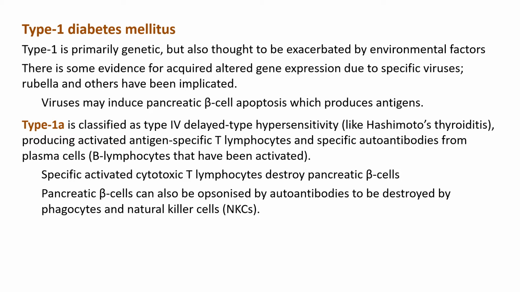Pancreatic beta cells can also be opsonized by the autoantibodies. Remember, this is where antibodies bind to the target via the Fv, and the Fc can then bind to phagocytes, or in antibody-dependent cellular cytotoxicity, ADCC, the Fc can bind to natural killer cells. Natural killer cells then, like cytotoxic T lymphocytes, secrete perforins and granzymes, causing apoptosis.